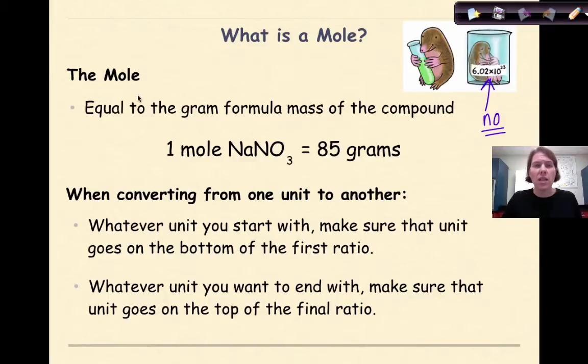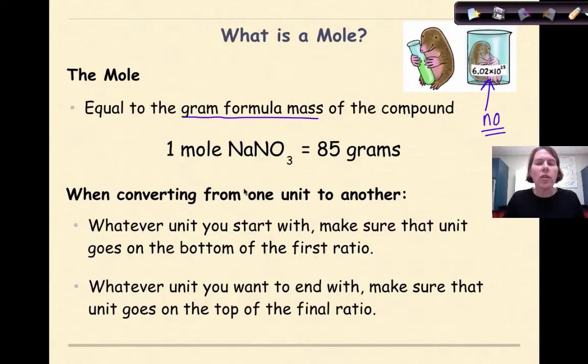In the world of Regents chemistry, the mole is basically equal to the gram formula mass of a compound. An example, 1 mole of sodium nitrate is equal to 85 grams per 1 mole. The mole basically represents a large quantity of a substance. Where are you going to see the mole on the Regents exam? One, if they ask you to find the gram formula mass of something, which is equal to 1 mole. And the other places that you're going to find the mole is in really 3 different situations. If you're converting from grams to moles to grams, or moles to moles.